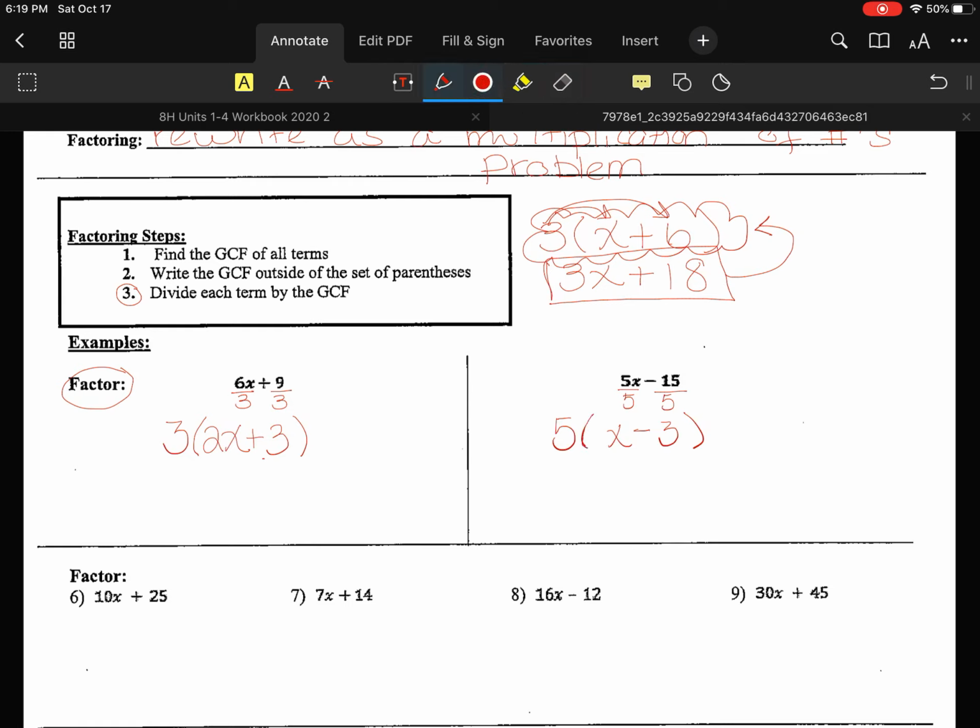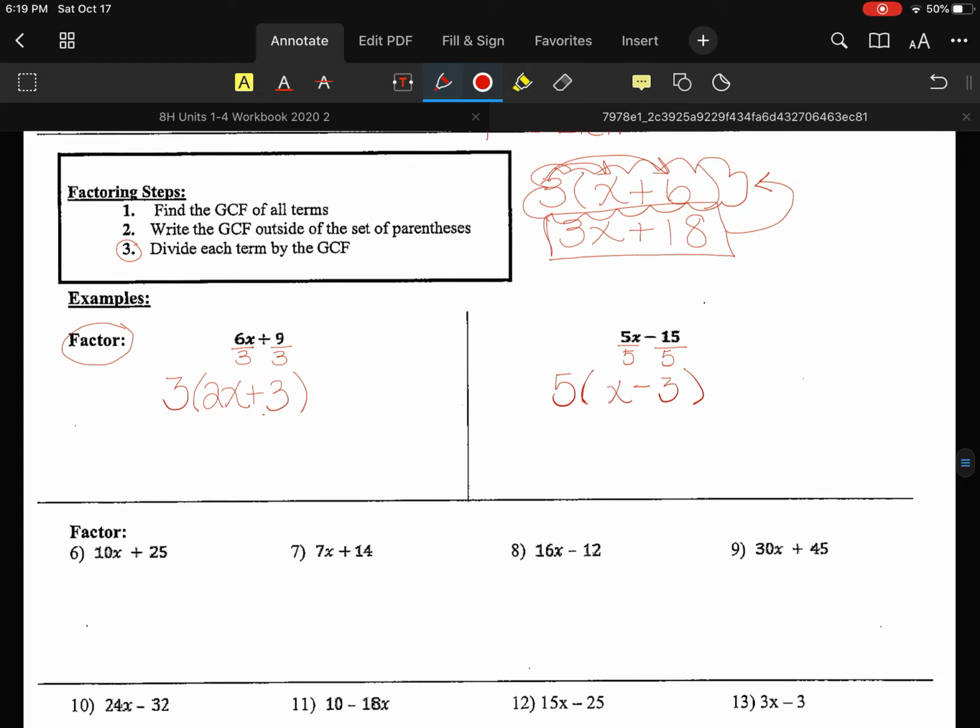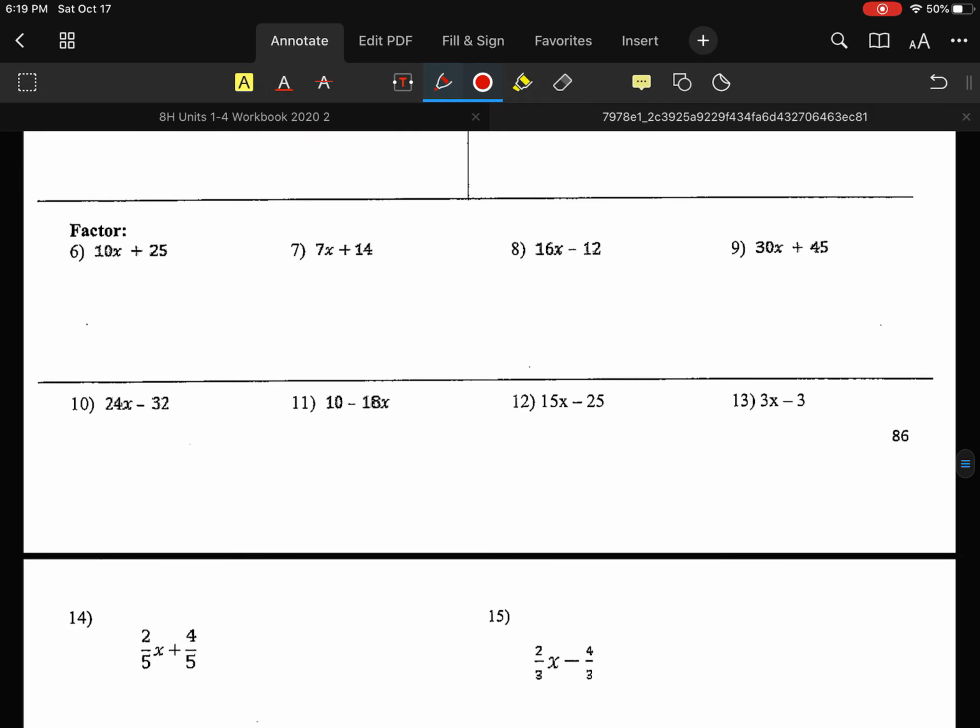You do not necessarily need the 1 in front of the x. We talked about when you have a coefficient of 1, it's invisible. So we could just leave it as 5 parentheses x minus 3. If you want to leave the 1, that's fine. That's not wrong. You can have it there. But if it's multiple choice, you won't see it there.